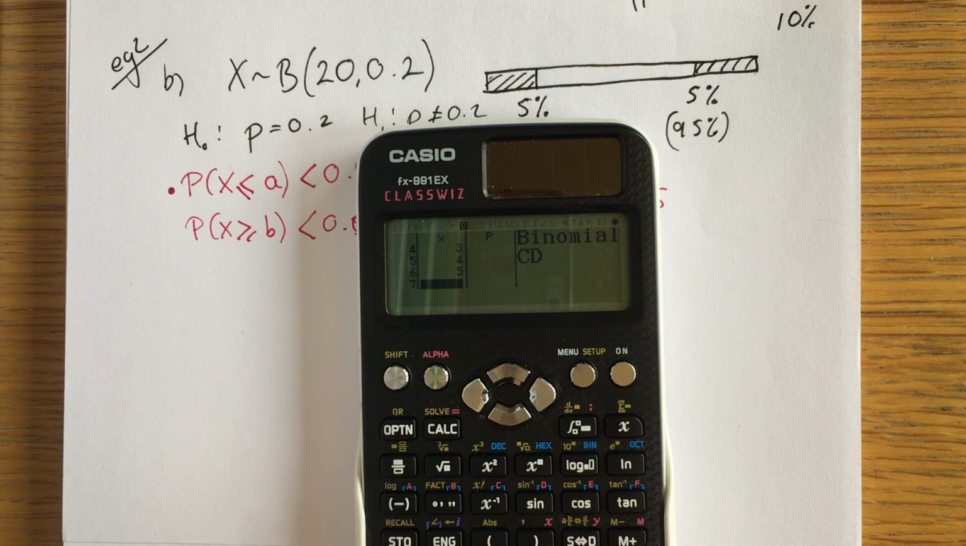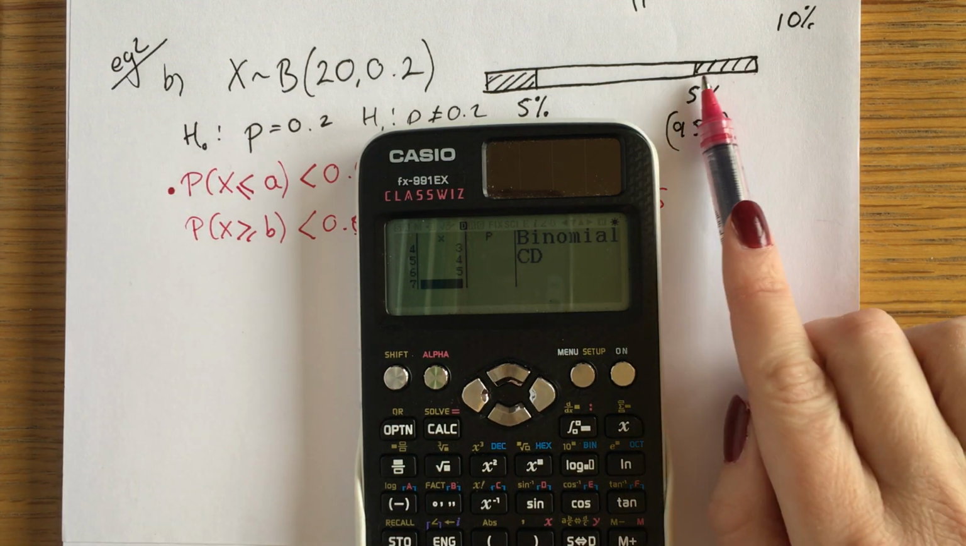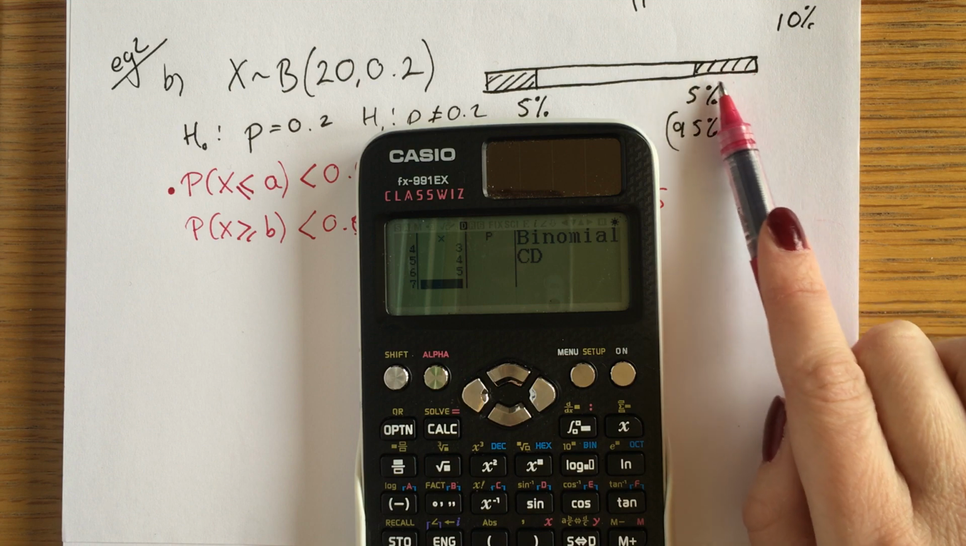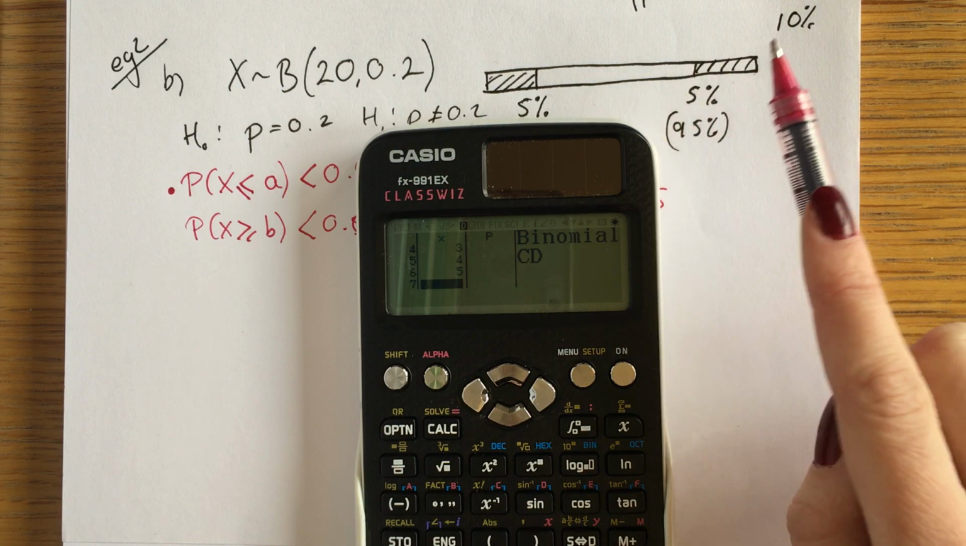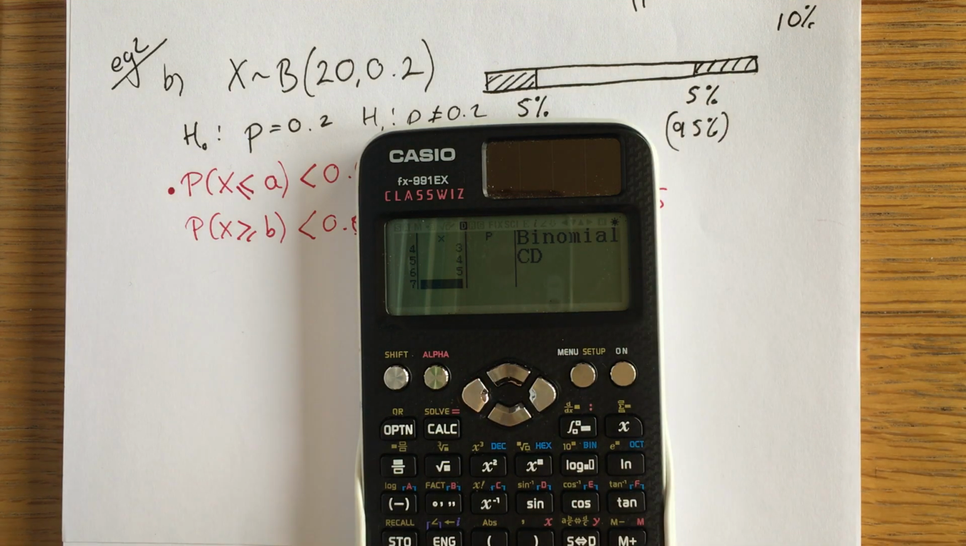So the probability of that being the case is going to be quite high. So I don't want to go any further than that. Even though I could go all the way up to 20 so that I can do this in one go, you don't have to, okay? So I'm just going to go up to here for now. So my sample size is 20 and my probability is 0.2.